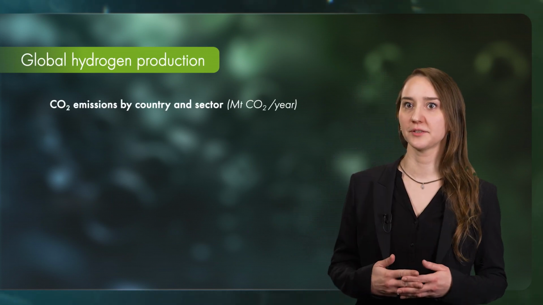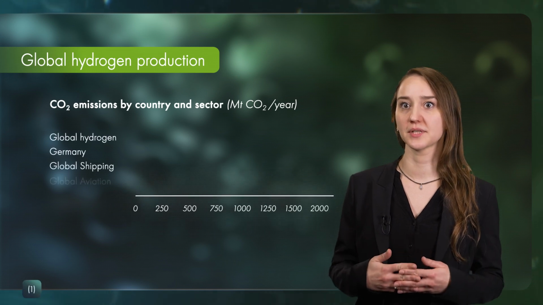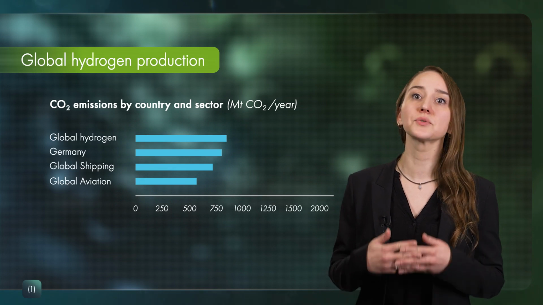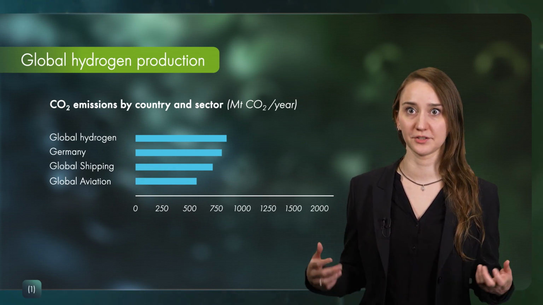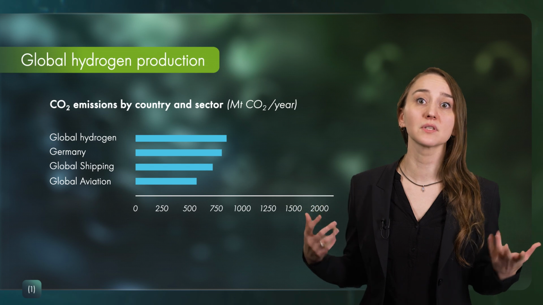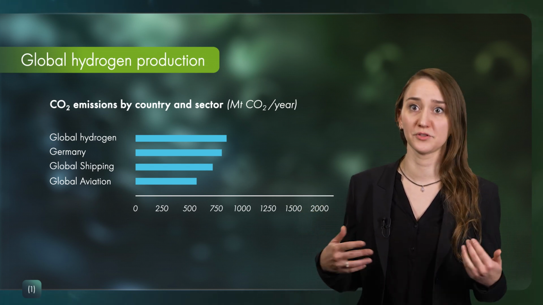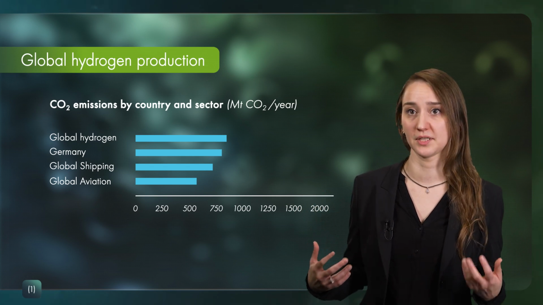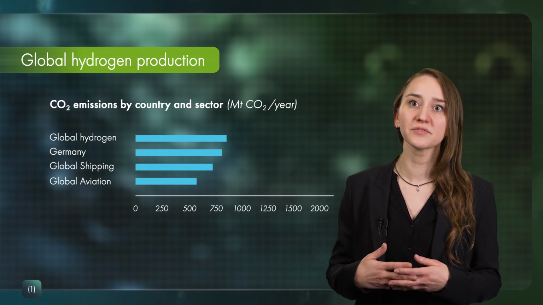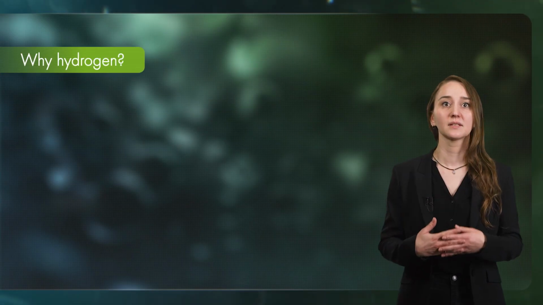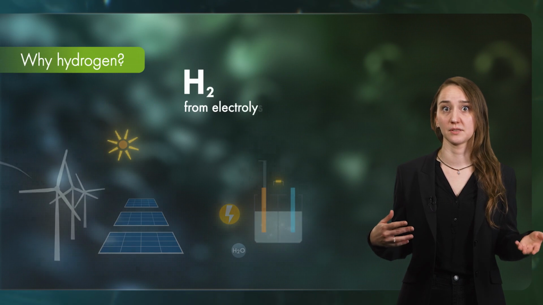As you already heard, hydrogen is already being used at scale, with an annual production of roughly 90 megatons. This uses 2% of the global annual energy supply today, and results in 830 megatons of CO2 emissions, which is more than Germany or the global shipping industry emit. So we want and need sustainable production methods for hydrogen. This is where electrolysis comes into the picture.